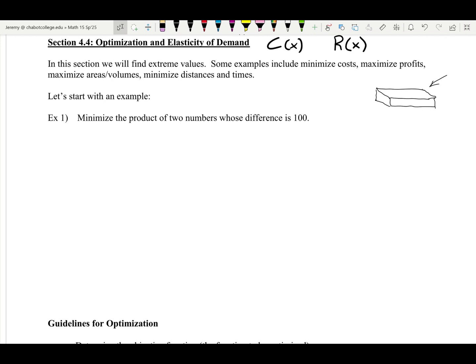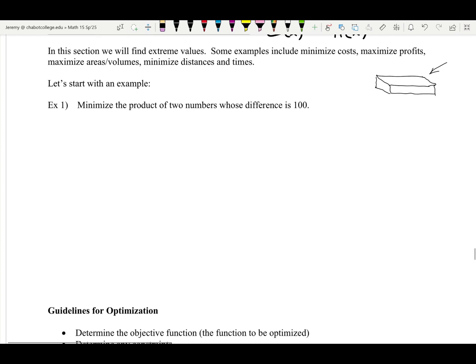Okay, so let's jump into an example just to familiarize ourselves with the process of optimization. This is a very common type of example. We want to minimize the product of two numbers whose difference is 100. So we have two numbers. It might make sense to define a couple of variables because we don't know what these are. We want to find what these two numbers are. So maybe I'll let x and y be these two numbers.